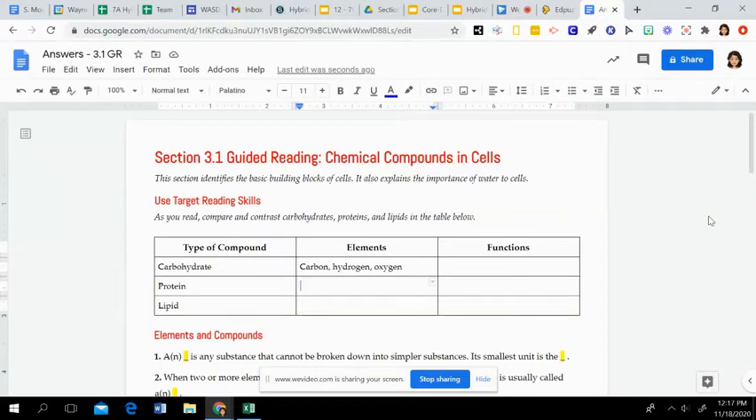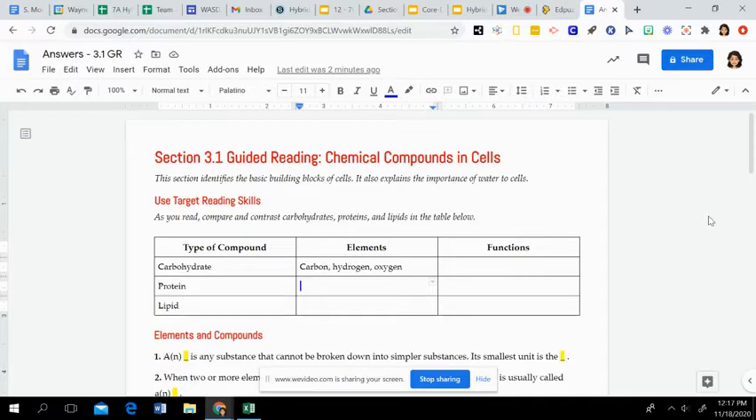All right, guys, we are going to go over our 3.1 guided reading notes just so you can check your answers and make sure you have everything filled in. If you need to fix anything, you can do that on your document and then just resubmit it. So we're going to fill out this chart that compares and contrasts carbohydrates, proteins, and lipids. So we're going to list out the elements and then we'll talk about the functions.